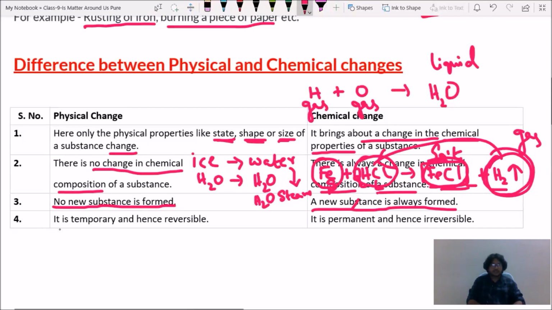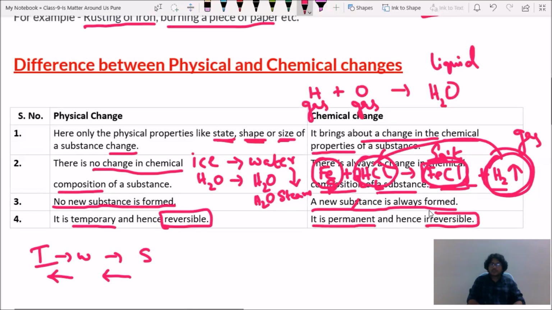And last, physical changes are temporary and reversible. We can convert ice to water, water to steam. Again, if you cool, we can convert steam to water, water to ice. Like that, it can be changed. But here, chemical change is permanent and irreversible. We cannot reverse it back. Those are physical changes and chemical changes.